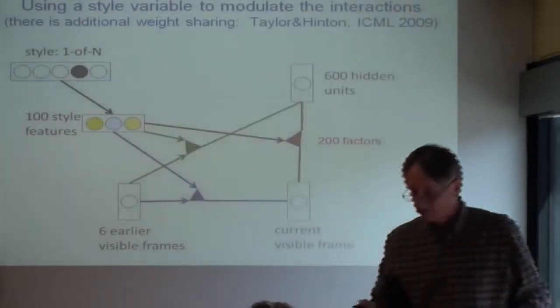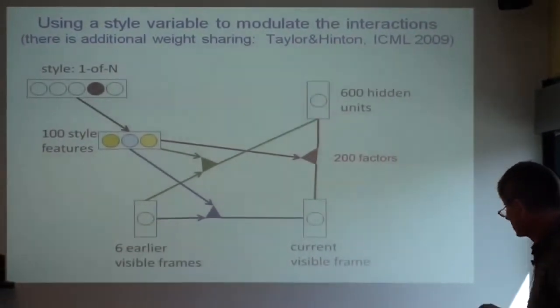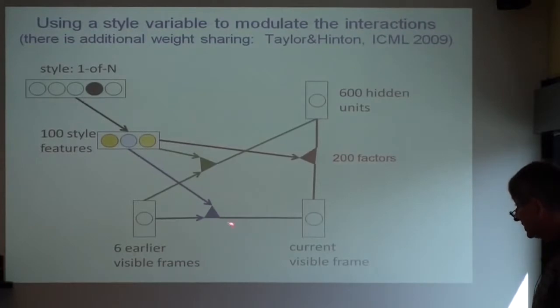And we're going to model him. We can do a hierarchical model like I just showed you, or we can do a three-way model like this, where we condition on 6 earlier frames. Here's the current visible frame. Here's your basic Boltzmann machine, except that it's now one of these three-way things where these are factors.